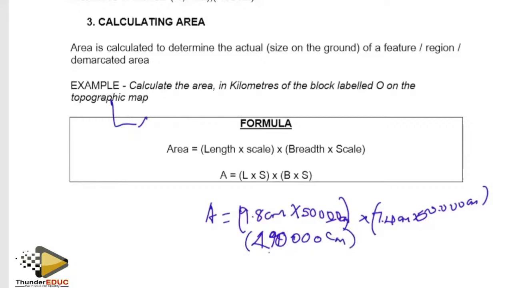Then you come here, 7.4 times 50,000, and you get 370,000 centimeters. Okay, so I have this, it's all centimeters. It simply means that the paper has got 9.8, but in reality, where the map is coming from, it is 490,000 centimeters. Just the same way the B has got 7.4 centimeters, in reality, it is 370,000 centimeters. Now, these are centimeters, okay?